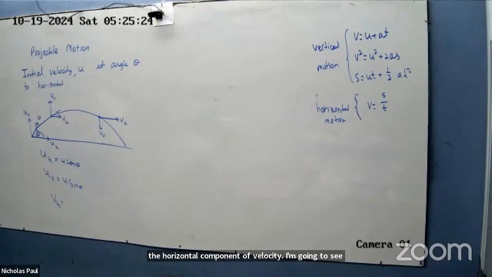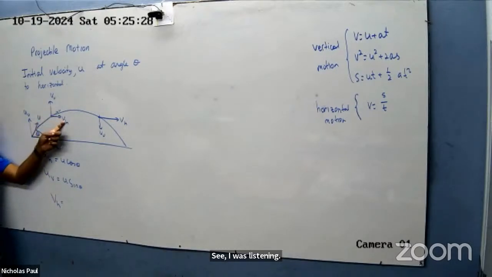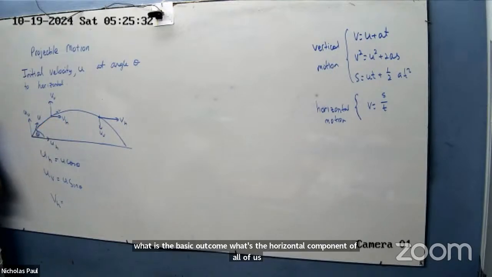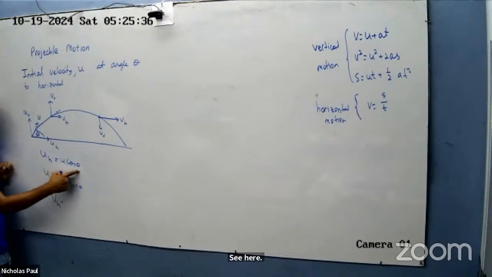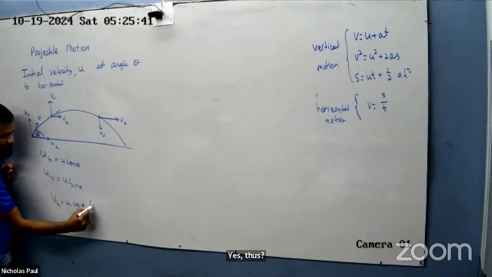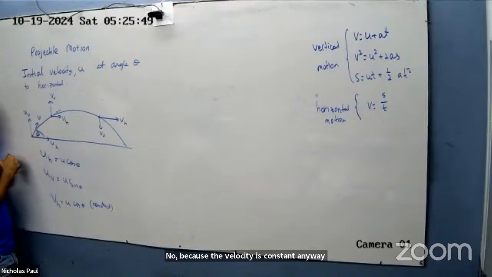Jacob was listening. Jacob, what's the horizontal component of velocity here? Yes, u plus theta. Why? No, because the velocity is constant anyway. I didn't give you any angles or anything here.